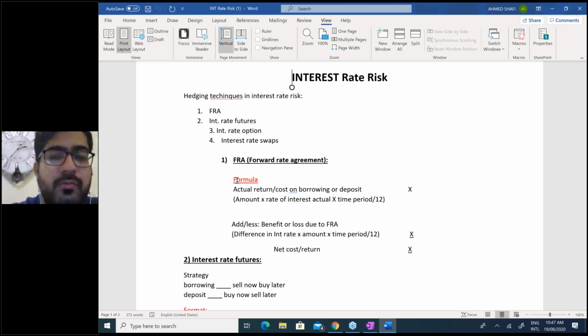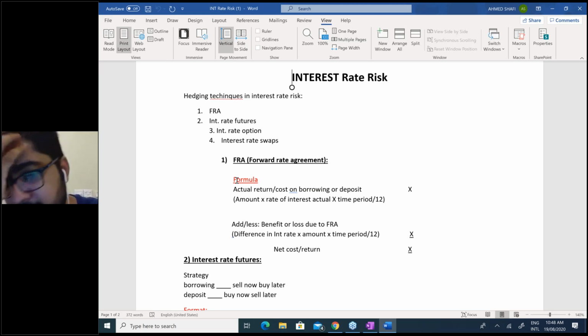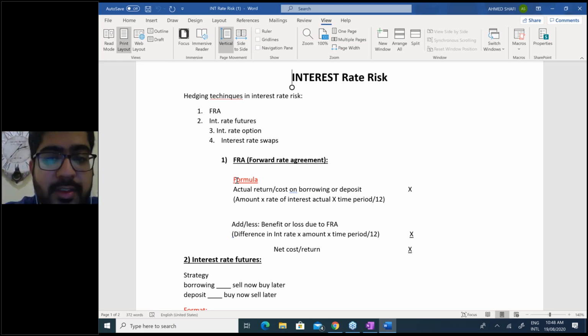How will you get the actual cost of borrowing or return on deposit? It's the amount, whatever the amount is, into the actual rate of interest into time period over 12. Let's suppose you need to borrow or deposit for 4 months. So the time period is 4/12. If you need to borrow or deposit for 6 months, that's 6/12.